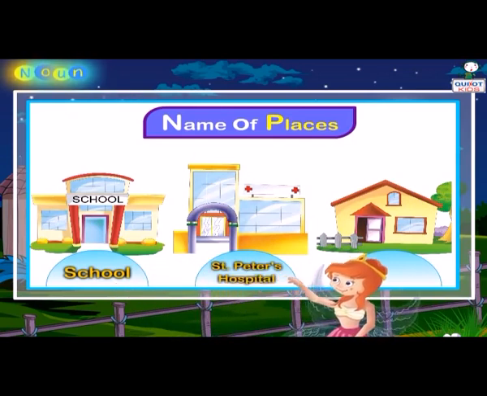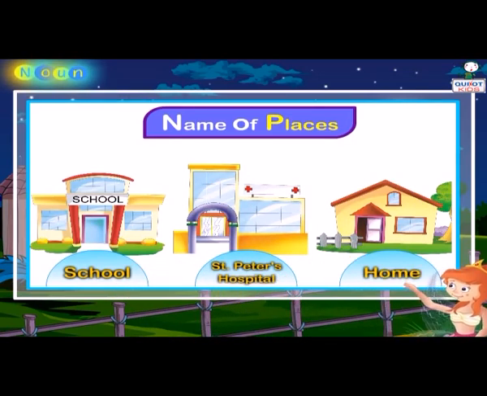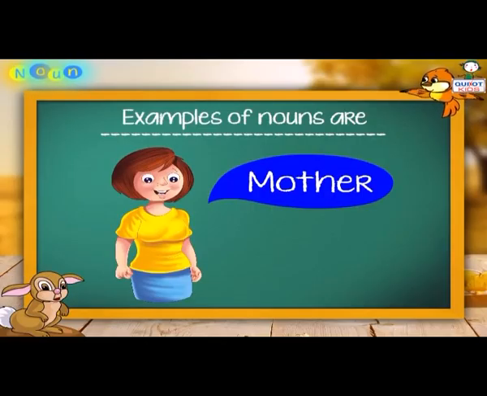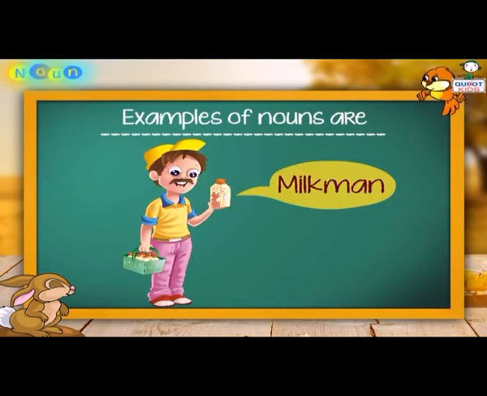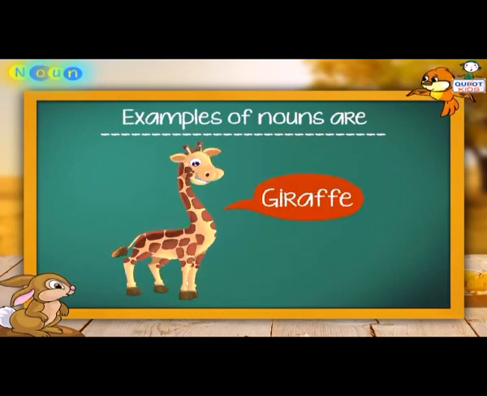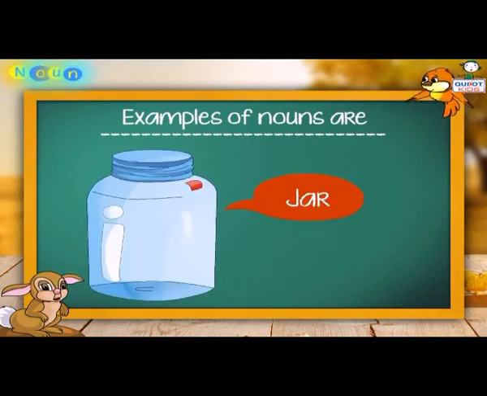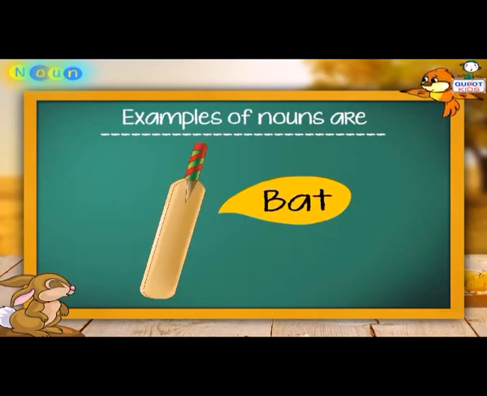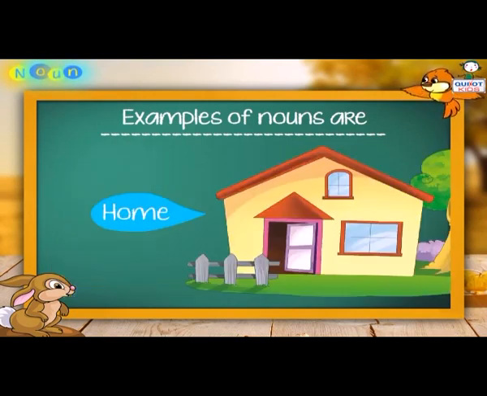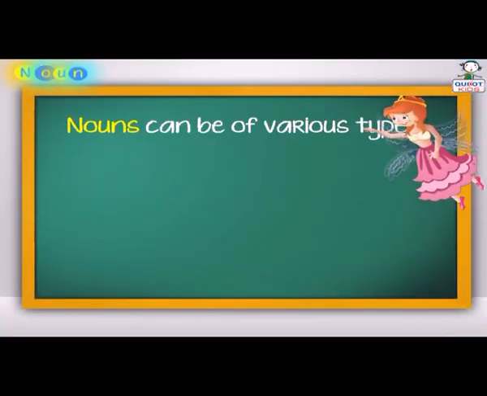Peter's Hospital, home. Examples of nouns are mother, father, milkman, dog, giraffe, bear, jar, kite, bat, school, hospital, home, and the likes. Welcome friends! Nouns can be of various types.